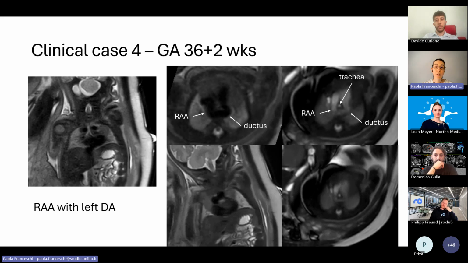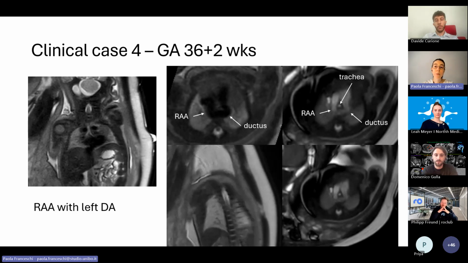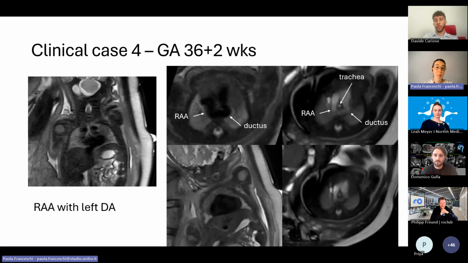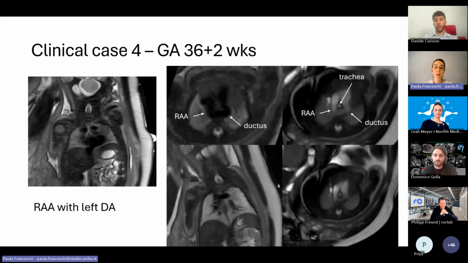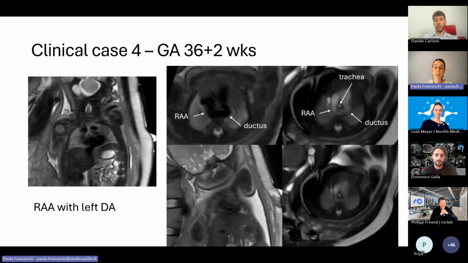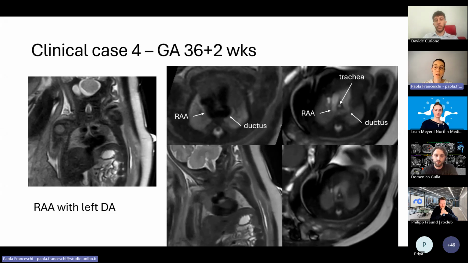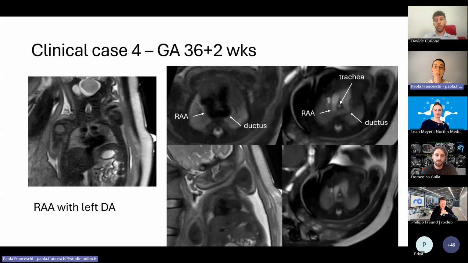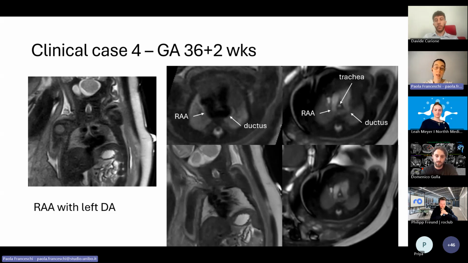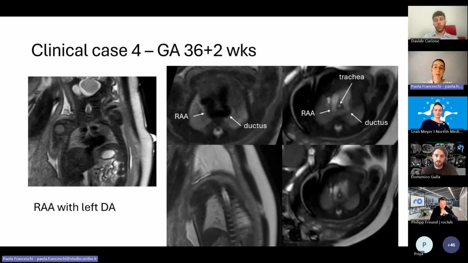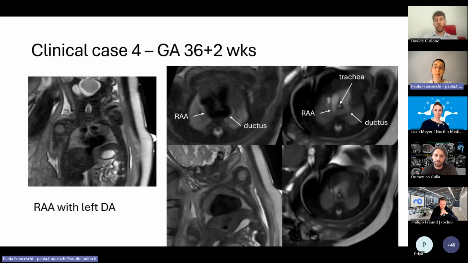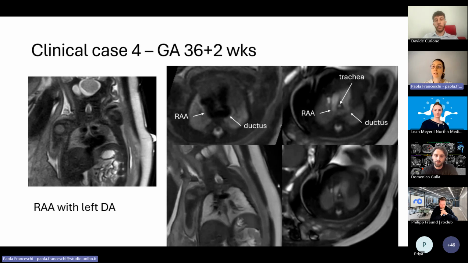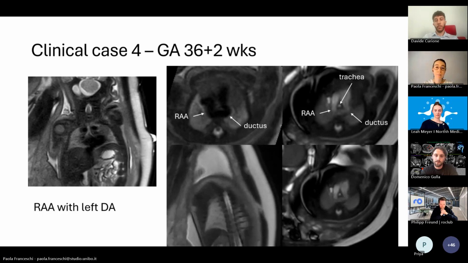As we gain more experience and more cases, our image quality continued to improve. This case shows a vascular ring with the right aortic arch and the left ductus arteriosus, as you can clearly see on the T2 weighted images on the left and on the Cine white blood images on the right. We can really appreciate the vascular anatomy in detail, including the spatial relationship between the great vessels and the trachea.